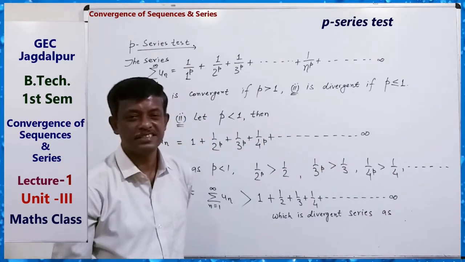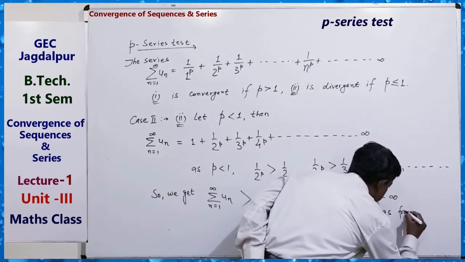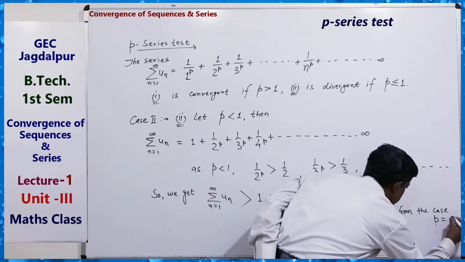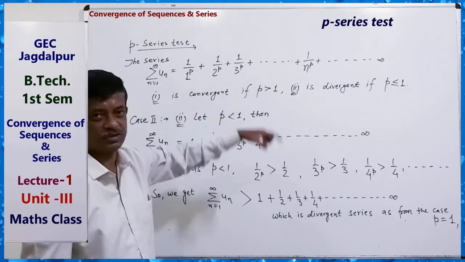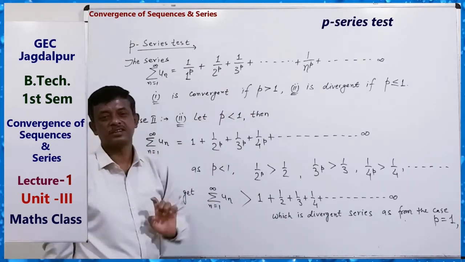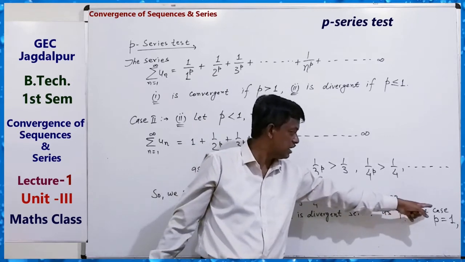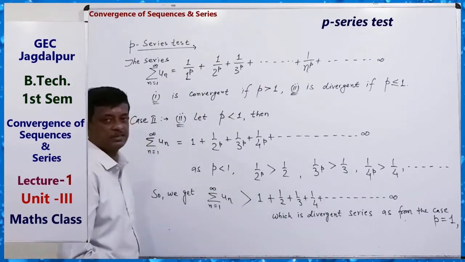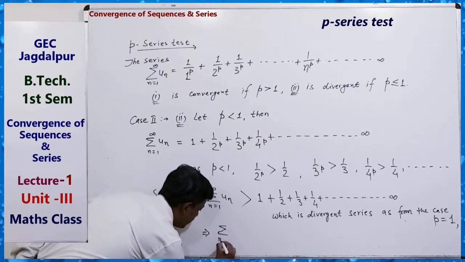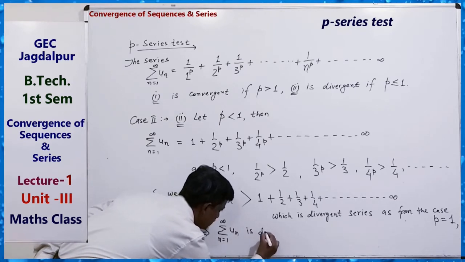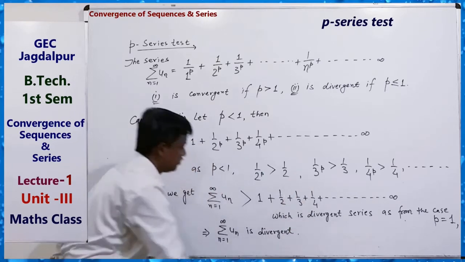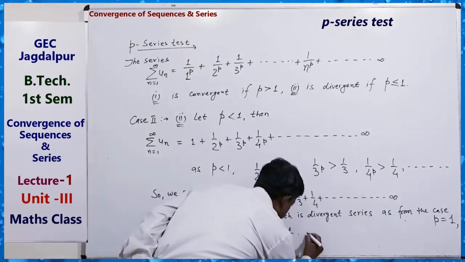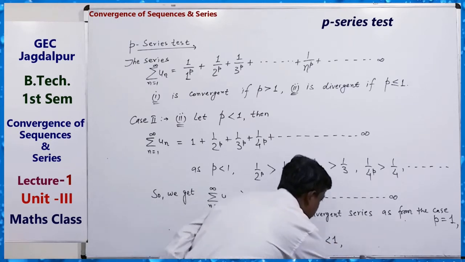It is a divergent series from the case p equals to 1. We have proved that for p equals to 1 this is divergent. So this series is greater than a divergent series, which implies the sum of un from n equals 1 to infinity is divergent. So for p less than 1, divergent. Hence proved for p less than 1.